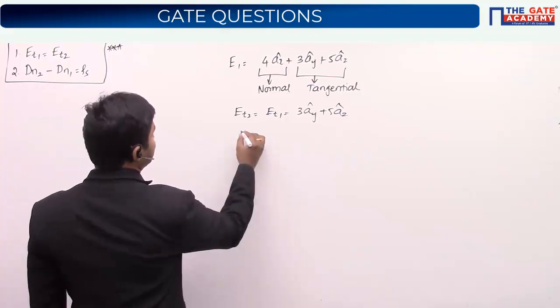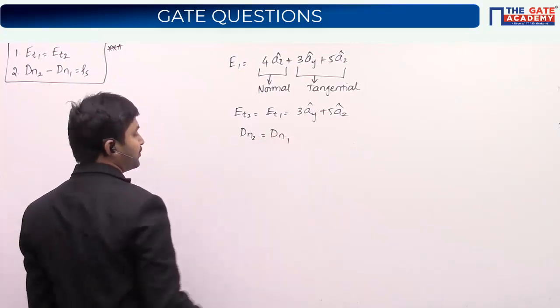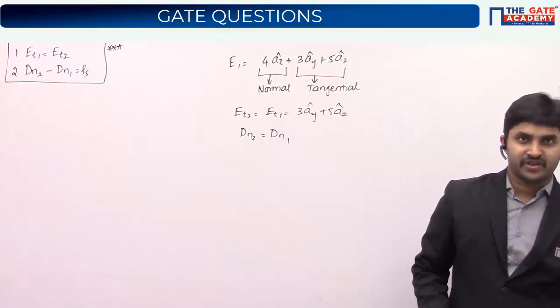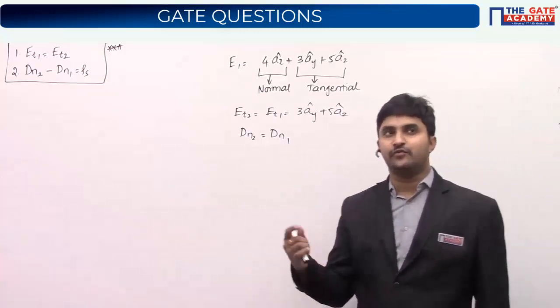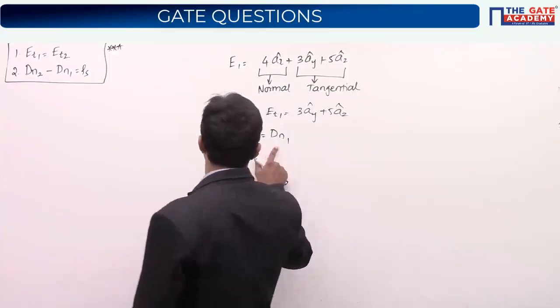We have to apply the second boundary condition, which is Dn2 is equal to Dn1 in this case, because there is no indication of the surface charge density. So therefore, we will consider the value of rho s is equal to 0. Then your value of Dn2 will be equal to Dn1.